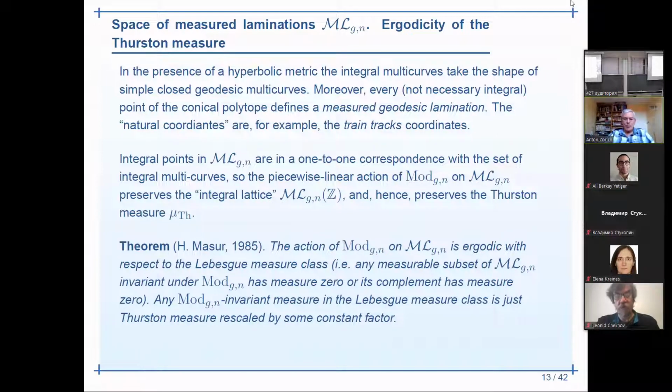So the theorem which I would need, and which would be probably a little bit hidden in the whole story, but which is important for the story, is that the action of the mapping class group on this polytope is ergodic with respect to the Lebesgue measure class. So any measurable subset which is invariant under the mapping class group has measure 0, or its complement has measure 0. And any measure which is invariant under the action of the mapping class group is proportional to the Thurston measure. So this theorem of Mirzakhani will be used shortly.